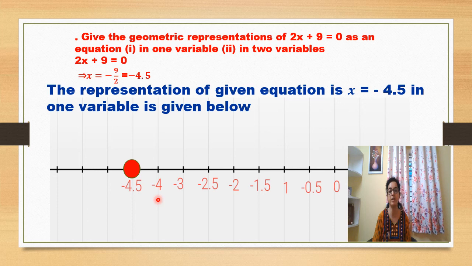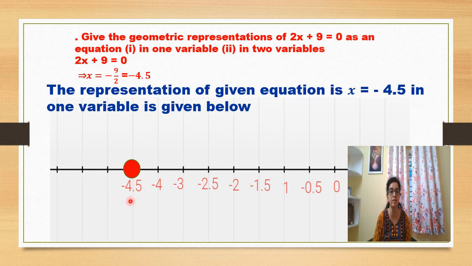Now, how did we arrive at this minus 4.5? You have to solve the equation 2x plus 9 is equal to 0. First, you transpose 9 to the RHS, you get minus 9. And then you transpose 2 to the RHS, then you get minus 9 upon 2. What is 9 upon 2? It is 4.5. And thus we got minus 4.5.